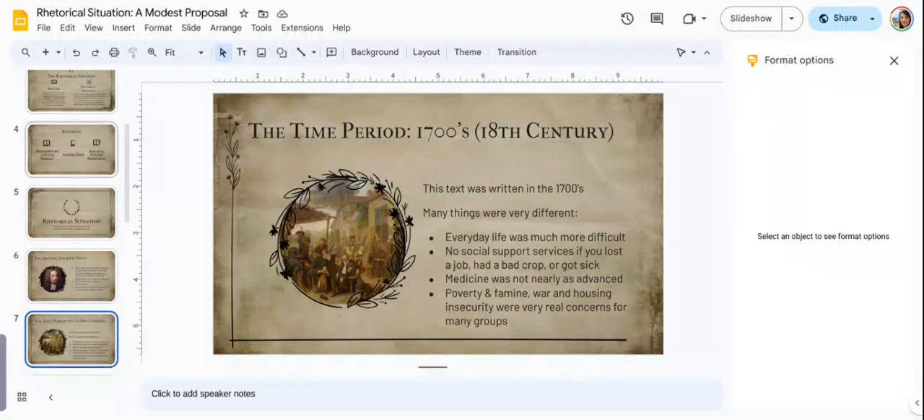The time period when this is being written and also taking place is the 1700s. So lots of things were very different. Everyday life was a lot more difficult. We didn't have social support for things like if you lost a job or had a bad crop or got sick. Things like poverty and famine, war, problems with housing, those were all very real concerns for lots of people.